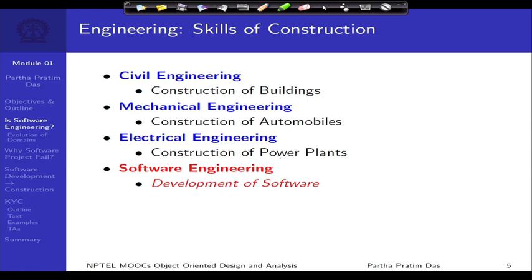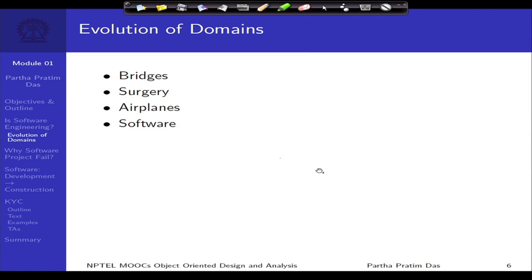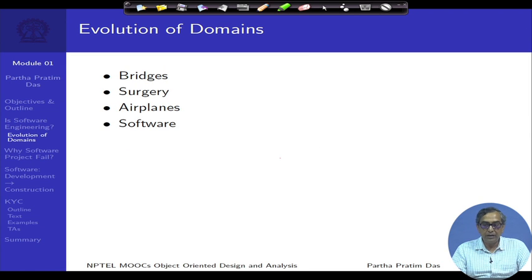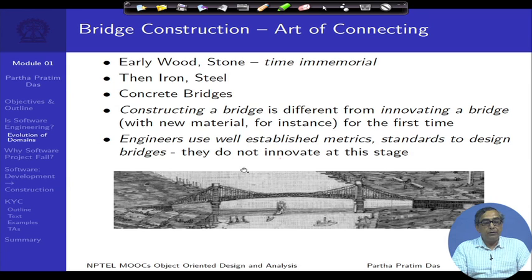This is more of a storytelling, a quick tour into some of the common fields of engineering and see how they have evolved. So, we will start with 4 different domains: the bridges, the surgery, aeroplanes and certainly software. If we look into bridges, this is one of the earliest constructions that human civilization had to do. From time immemorial, we have been constructing bridges, first with wood, stone, then iron, steel, glass, concrete bridges and so on.